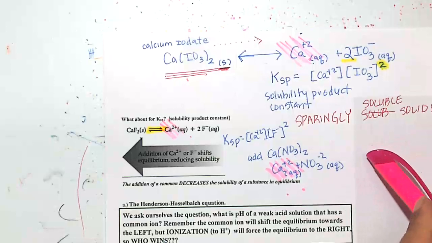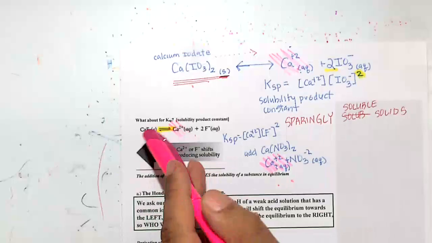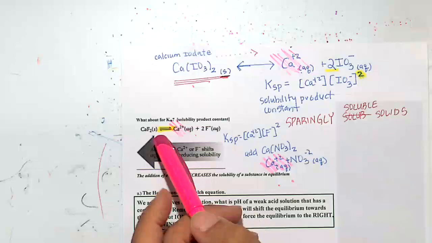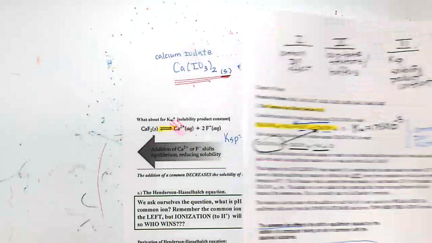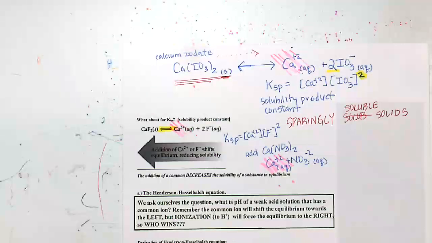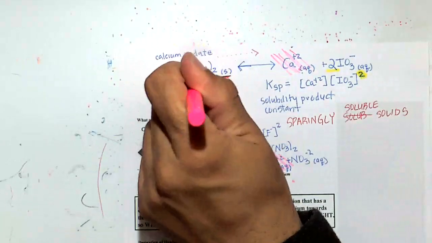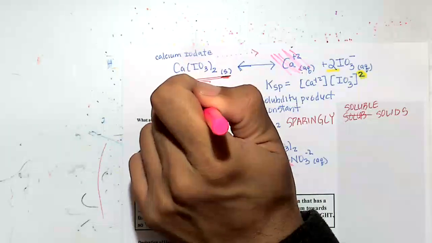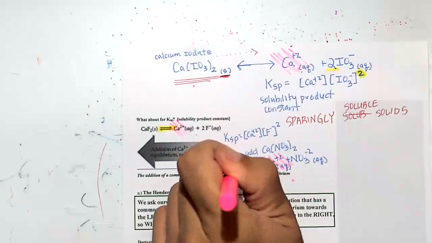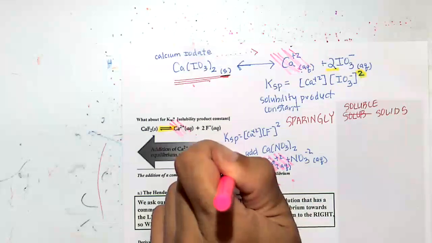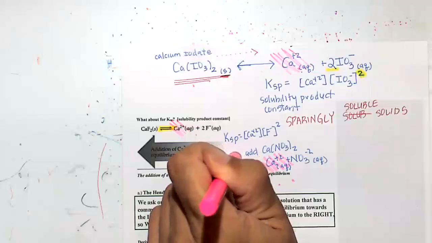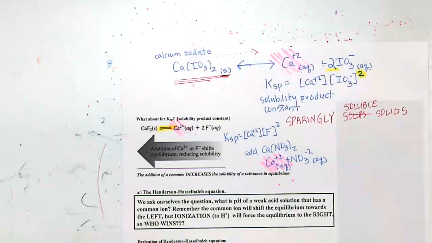So this is what I want you to know. The common ion suppresses ionization, whether it is a sparingly soluble solid, or a Ka, acetic acid, or a KSP, or whatever it is. It's going to suppress ionization. All right, so that's the main point. We're introducing KSP. We have a solid going to its ions. Add a common ion. Suppression of ionization. I want you to just associate or link those concepts together.